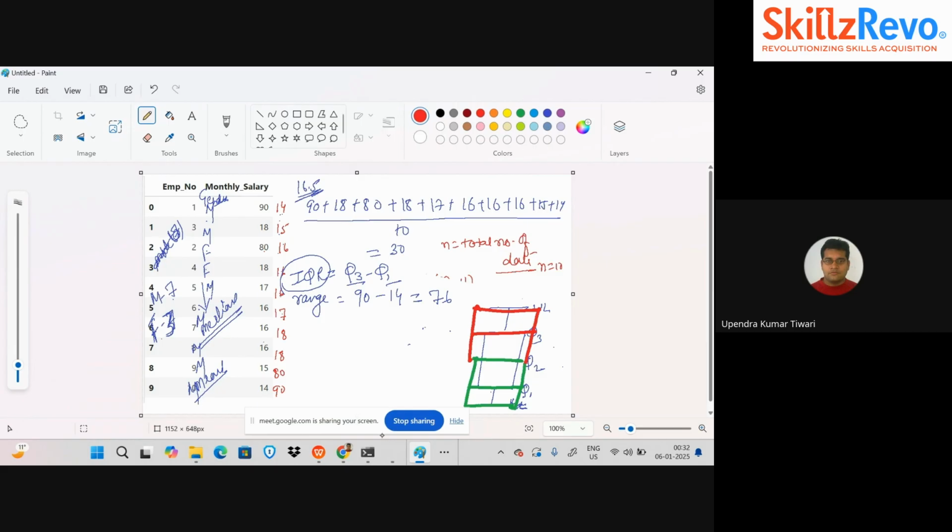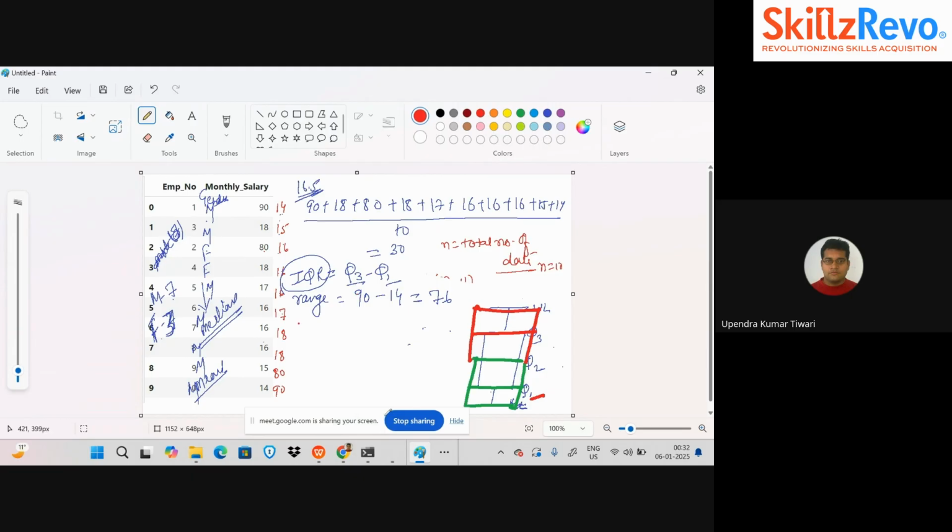It means if somehow I'm able to find out the median of the lower half, I find out the value of Q1. And if I'm able to find out the median of the upper half, then I have found the value of Q3. Yes or no, everyone?